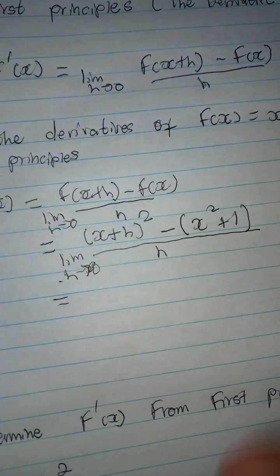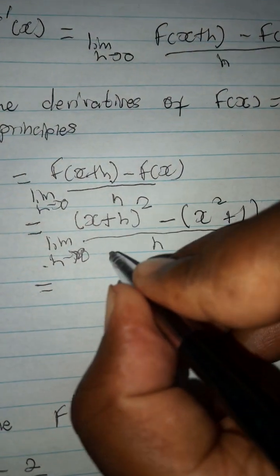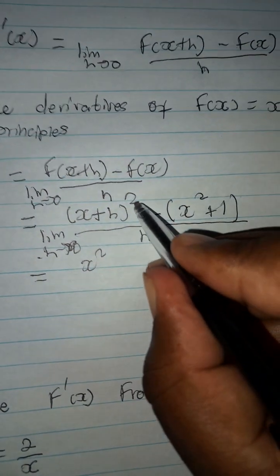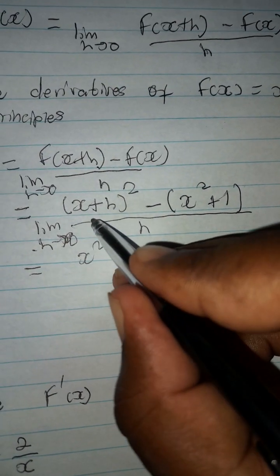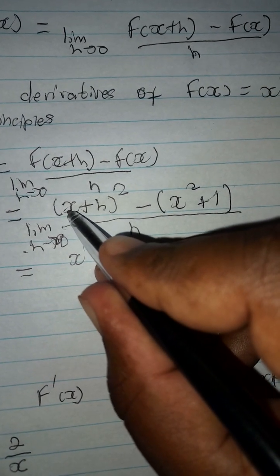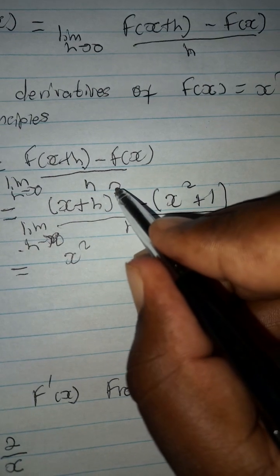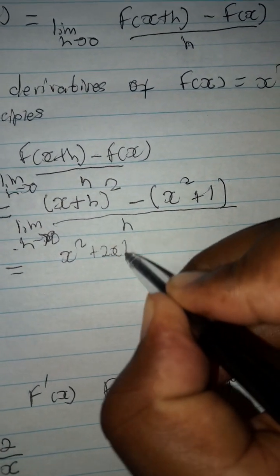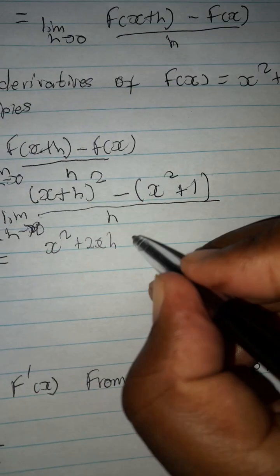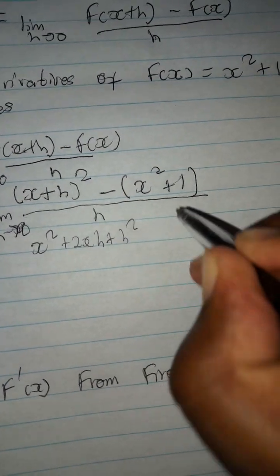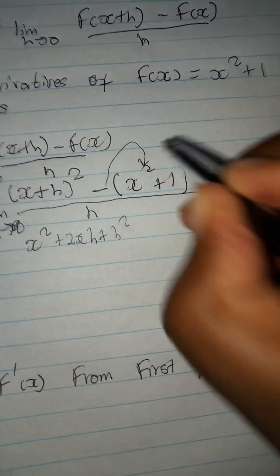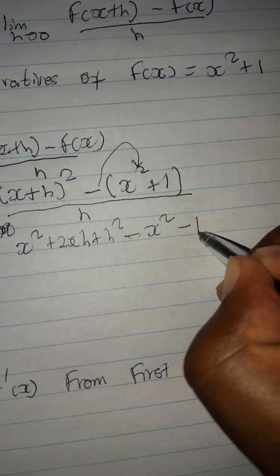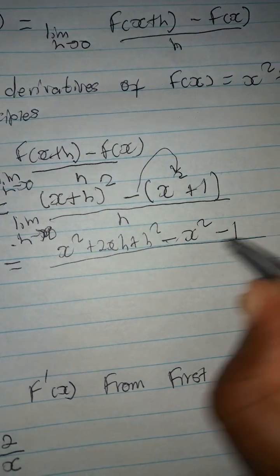After that, we are going to work out the brackets. So we'll square the first, we'll square x here. This 2 multiplies everything that is inside the bracket. So 2 multiplied by x is 2x, plus h, that will be 2xh. Then you will square the last, which will be h squared. Then this negative multiplies everything that is inside the bracket, so we are going to have negative x squared minus 1, then divided by h.